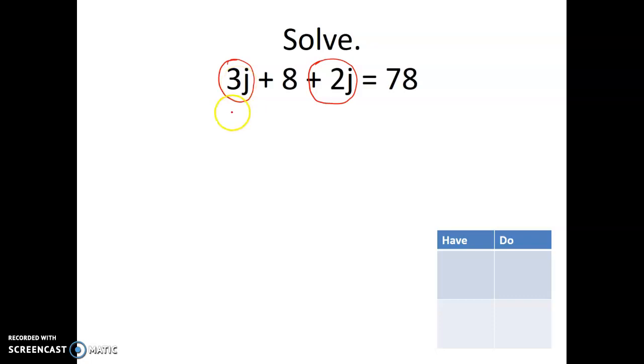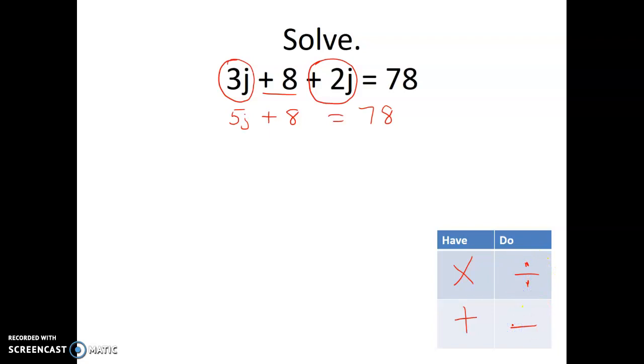So 3j plus 2j is 5j, and 8 doesn't have anyone to combine with, so we're just going to put plus 8, and that's going to equal 78. Now I have what looks like a two-step equation. So what operations do I have in this equation? Well, 5 times j, I have multiplication, and plus 8, I have addition. So what am I going to need to do? I'm going to need to divide and subtract.